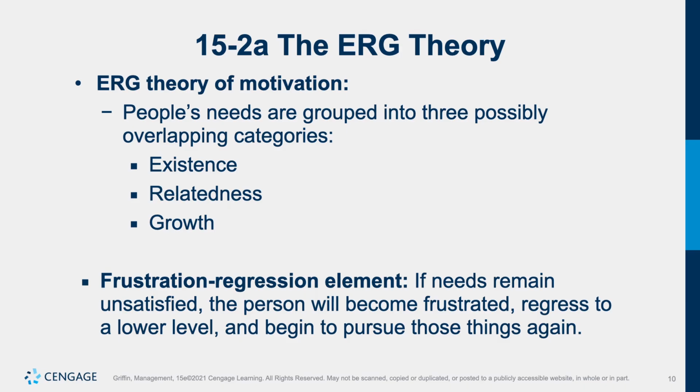Now you have what you call the frustration regression element, which says that if needs remain unsatisfied, the person will become frustrated and regress to a lower level and begin to pursue those things again. Whereas Maslow's hierarchy of needs basically says that when a need is satisfied, there's no point in time where that individual regresses to an earlier level. But the ERG theory is of the opinion that when needs remain unsatisfied, the person out of frustration actually regresses to a lower level.